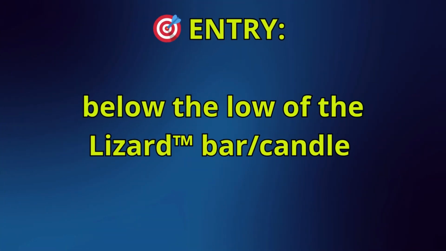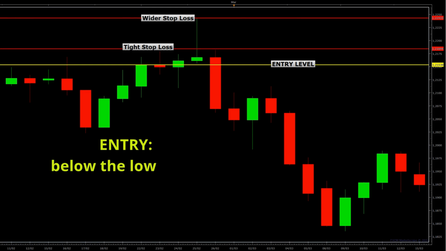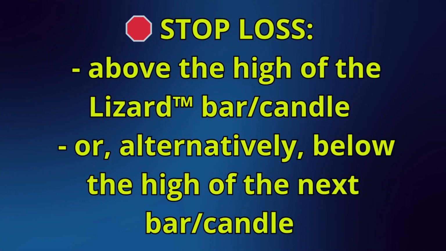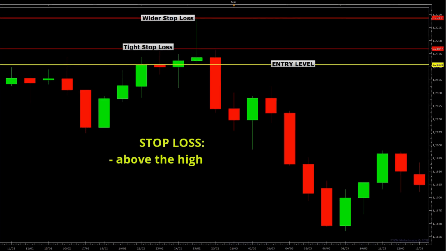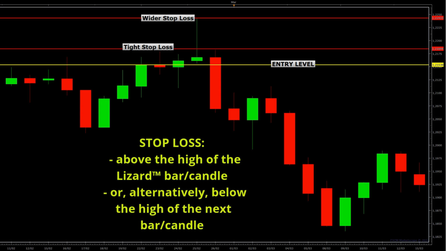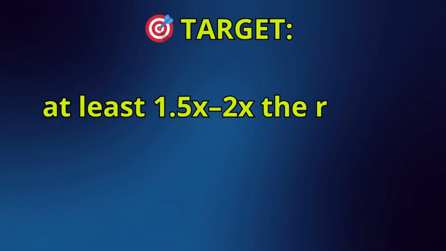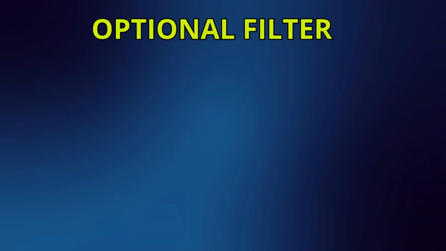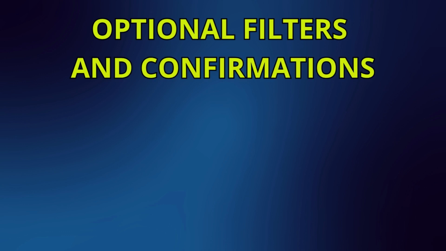The entry for a short is placed just below the lizard candle's low. A break of this level confirms bearish momentum and triggers our trade. For the stop loss, the standard wider stop is placed above the high of the lizard candle. This is the safest placement. The more aggressive tight stop, just below the next candle's high, offers a better risk to reward, but is riskier. Your target should be at least 1.5 to 2 times your risk, or you can aim for a nearby key support level.